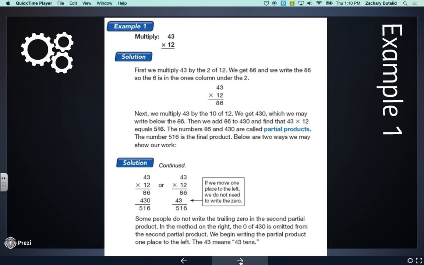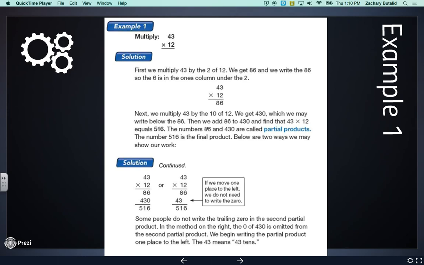Okay, so let's go to example number 1. So we have 43 times 12. First, we multiply 43 by the 2 of the 12. Then we get 86, and we write 86. So the 6 is in the ones column under the 2. All right. So when we're multiplying this, we're first going to do 2 times 43, and we get 86. And you have to make sure that you line up the 6 on the ones column, because that's what you're starting with for this 2. And then 8 in the tens column.